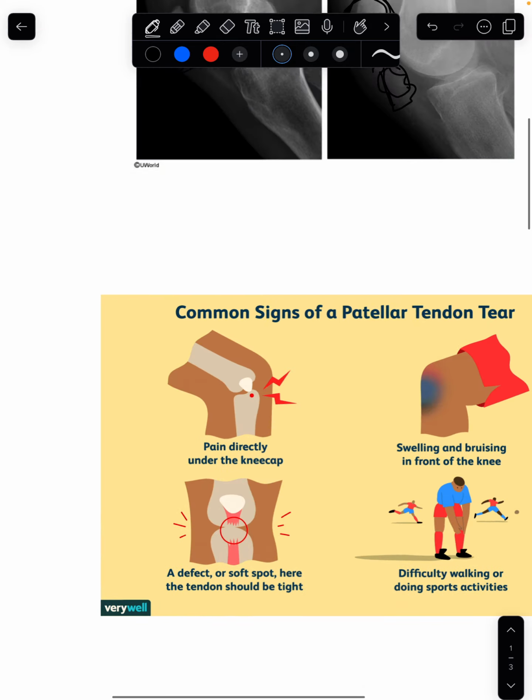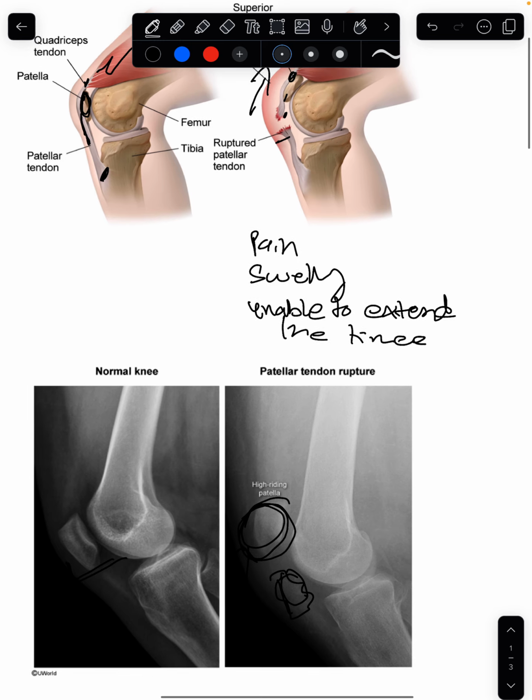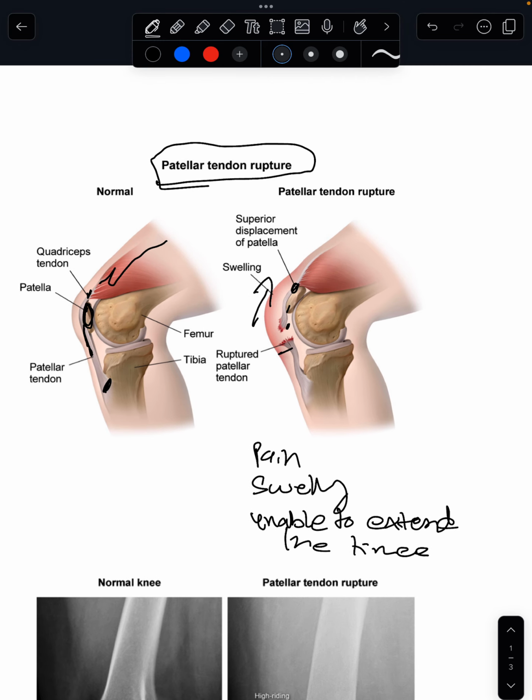Likewise, similar to the patellar tendon rupture, sometimes the quadriceps tendon also gets ruptured. So what happens? Just the opposite. The patella is displaced downwards, so there will be a gap above the patella.